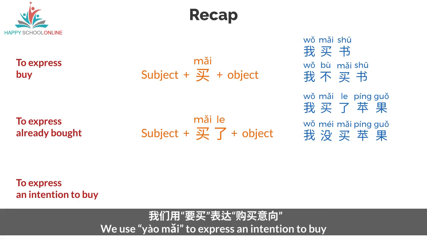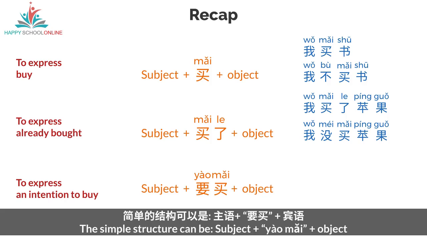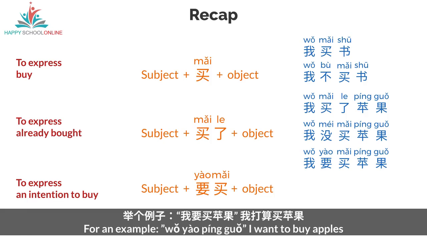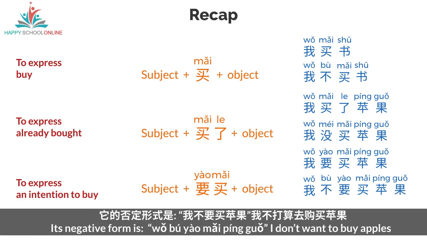We use 要买 to express an intention to buy. The simple structure can be subject plus 要买 plus object. For an example, 我要买苹果, I want to buy apples. Its negative form is 我不要买苹果, I don't want to buy apples.